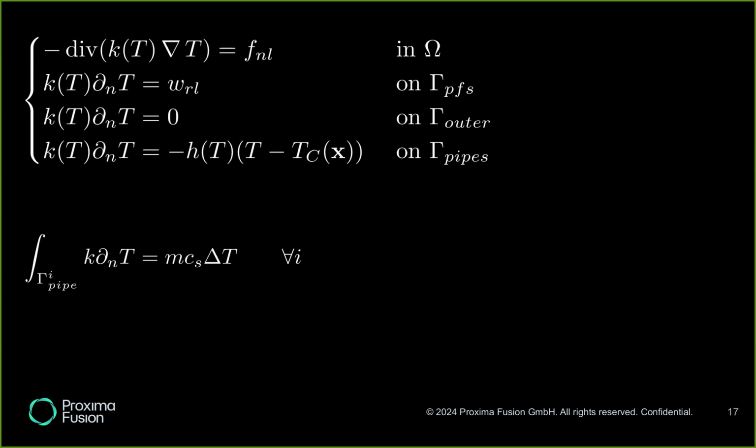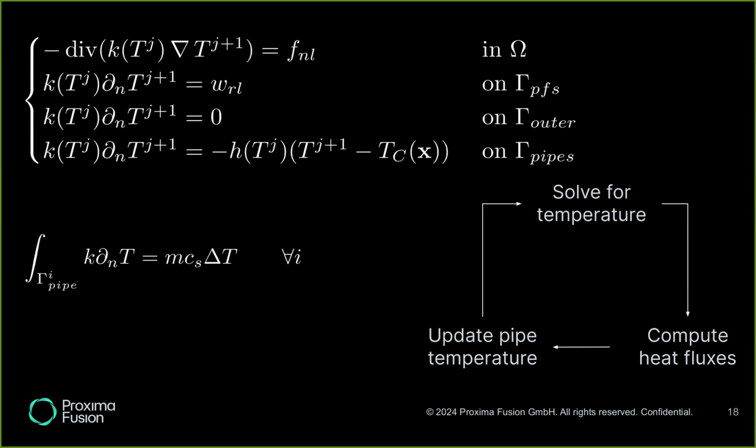And this means that we cannot solve this equation in one go. We have to do one of my favorite things, which is a fixed point iteration. This is a fixed point iteration on the index J, you see here in this equation. So we solve for the temperature for an initial guess, and then we compute the heat fluxes on each of the pipes individually. And then we update the temperature of each of the pipes individually, and then we solve again, until convergence, till the difference between two successive solutions is smaller than a tolerance.